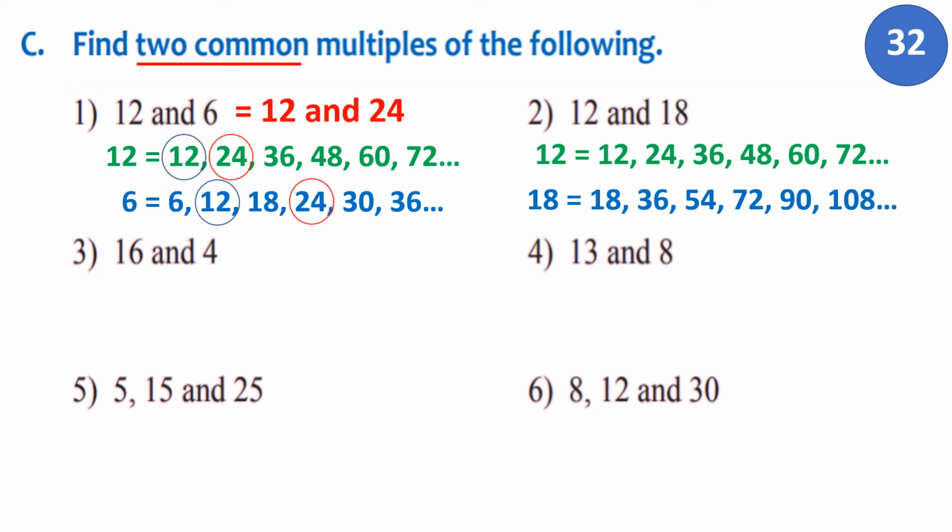That is number 36. Okay, they are the same. And then 72. Correct, students? These are your answer. 36 and 72 are the two common multiples of 12 and 18.